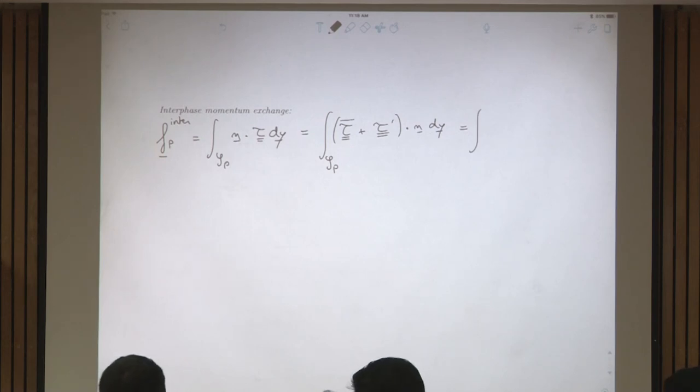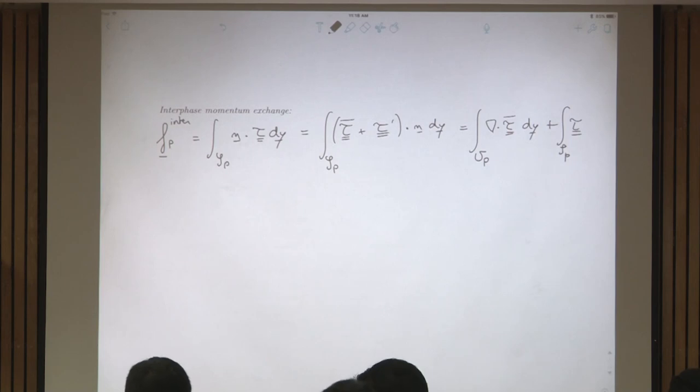Now, if I surface integrate a quantity dotted with n over a surface, well, Gauss theorem tells me I might as well volume integrate the divergence of the corresponding flux. So I'm going to do that for the first term. I'm going to integrate over the particle volume the divergence of my tau filtered dy. And then I'm still left with the surface integral of tau prime dot n dy.